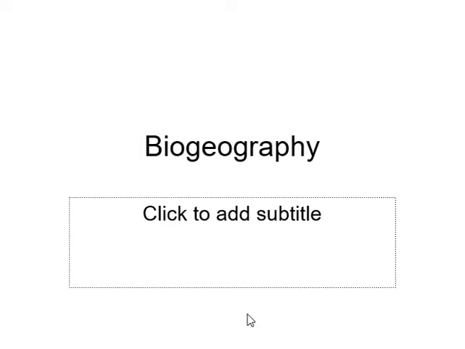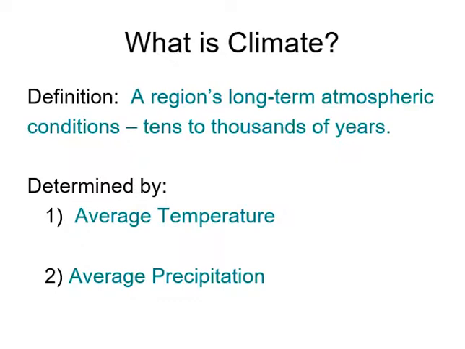Unit 4 is biogeography, and biogeography asks the question, where is life found? We've already explored the theory of island biogeography, and so now we're going to look at the global distribution of life. Generally speaking, when we think of where life is found, we need to understand how climate works, because climate influences the distribution of life.